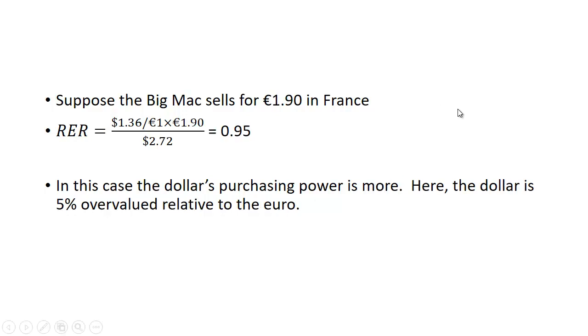And we can look at the other side of the coin where the cost in euros is 1.9 instead of 2. And again, if we work this formula out, we get 0.95. So in this case, the dollar's purchasing power is more. Here the dollar is 5% overvalued relative to the euro. So you can use the real exchange rate to gauge whether you think the nominal exchange rate is set correctly. And so this gives us an idea if things are more costly in the US or in France.